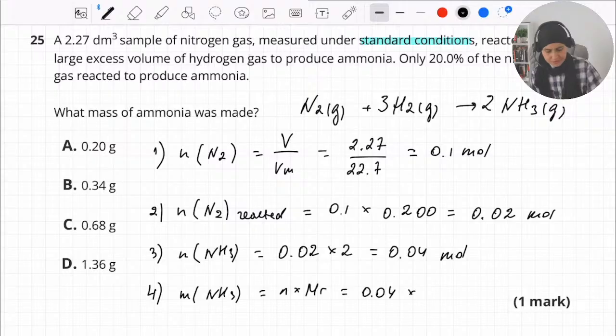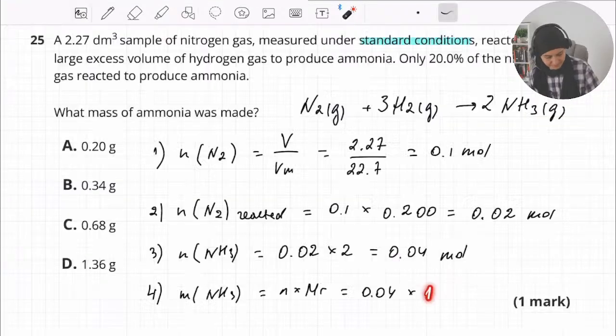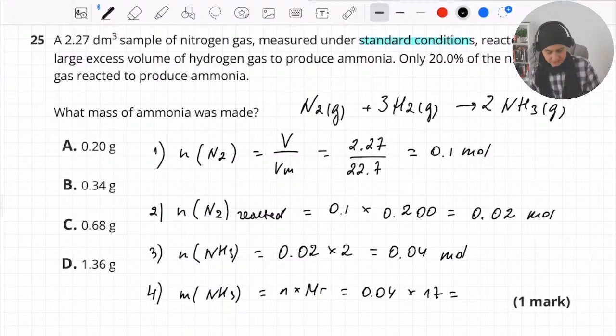Ammonia NH3, so molar mass, nitrogen is 14.01, hydrogen 1.01. For paper 1, for multiple choice, I can just round it to 14 and 1, so 17. Yeah, 14 plus 3 times 1, 17. But remember, for paper 2, you cannot round it. You have to use the molar masses as they are in the periodic table to 2 decimal places. Okay, 0.68 grams. C.